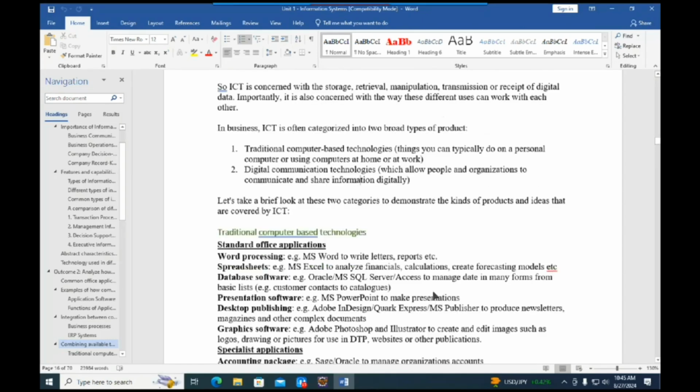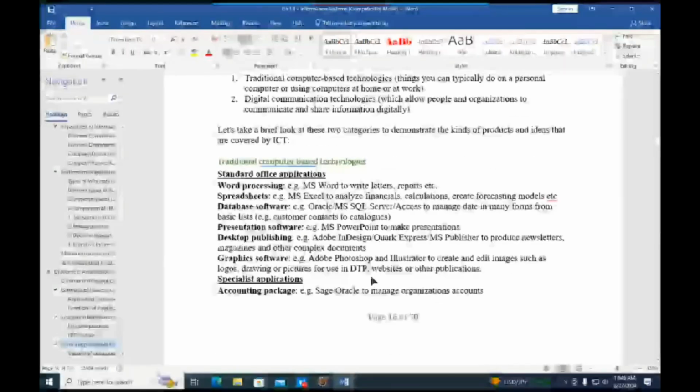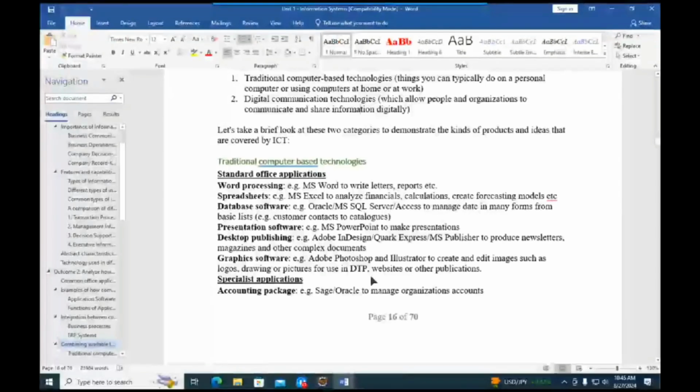Okay. So when you look at, for example, the traditional computer-based technology, we are talking about the standard office applications. So we are talking about word processing, spreadsheets, database software, presentation software, for example, MS PowerPoint, the desktop publishing. We talk about Adobe InDesign, QuarkXPress. We talk about Microsoft Publisher, etc.